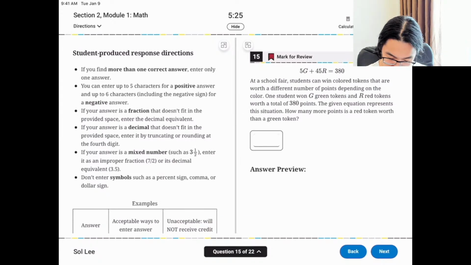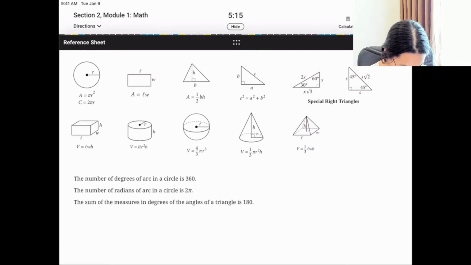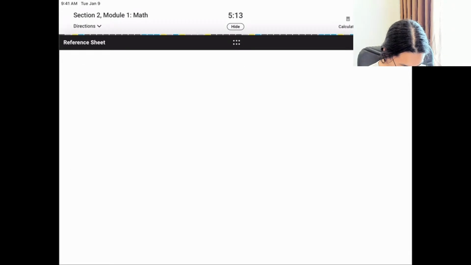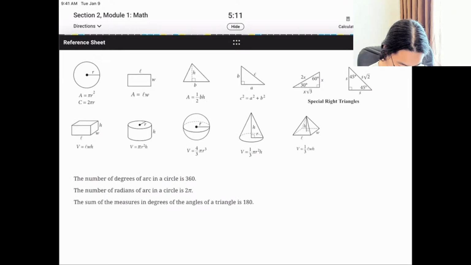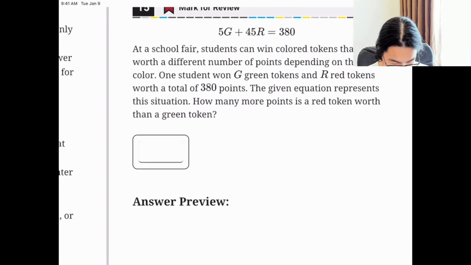Let's go to 15. Let's redo 15. Oh, dude, my algebra is so sketchy. It's not going to tell me, it tells me some geometry. It doesn't tell me anything else. Yeah. Okay.